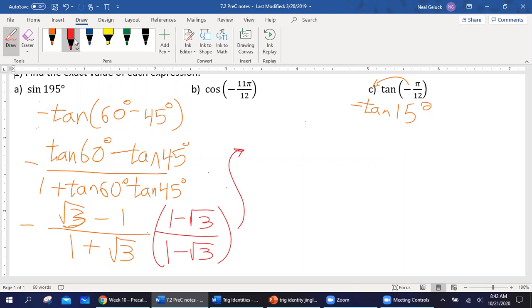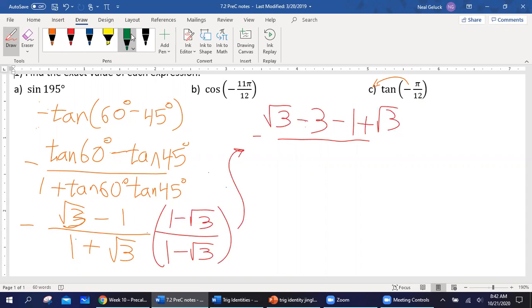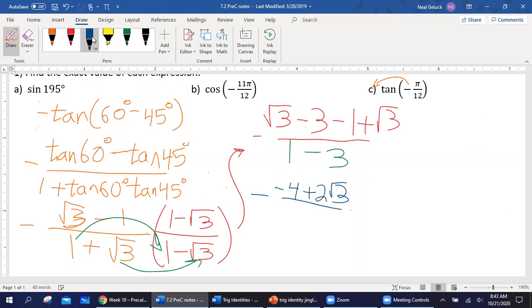So this is going to turn into, I still got a negative out in front. Get that out of the way. On the top, I'd have root 3. If I FOIL the top, minus 3 minus 1 plus root 3. On the bottom, since I'm multiplying by conjugates, I can just FL the bottom. First times first would be 1. Last times last would be minus 3. So at this point, there's still a negative. On top, I have negative 4 plus 2 root 3. I have a root 3 plus a root 3. On the bottom, I have negative 2.